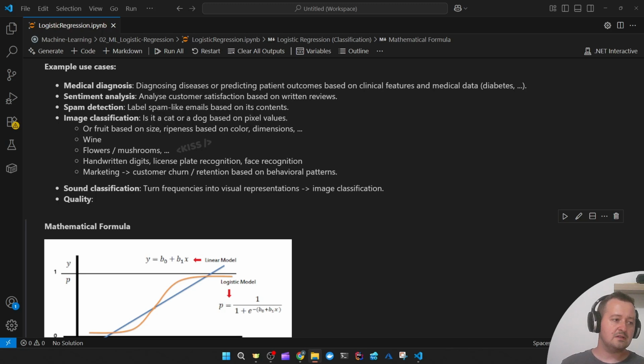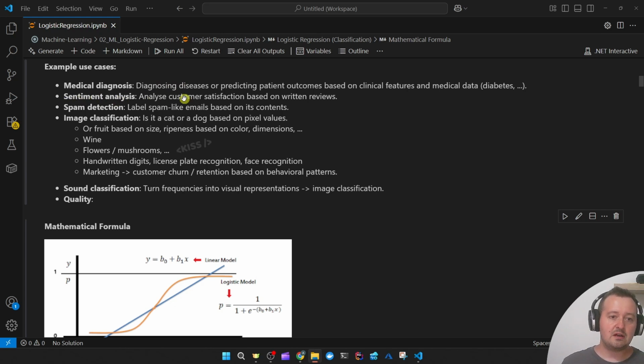Some example use cases, although there's so many applications for classification, but it's not always done using logistic regression. You can use other algorithms or techniques like decision trees, support vector machines, neural networks, and so on. But a few example use cases would be in the medical space, diagnosing diseases based on the health information of people.